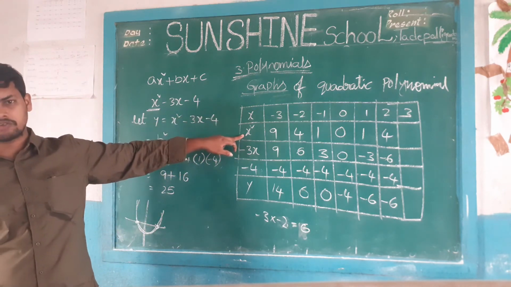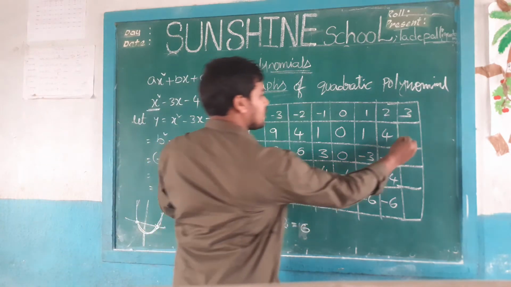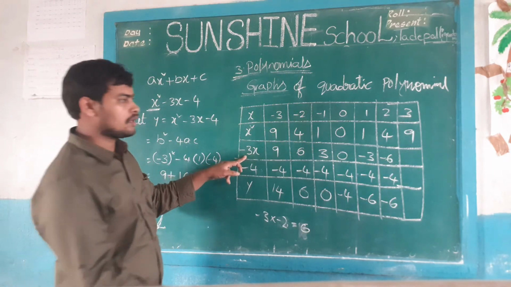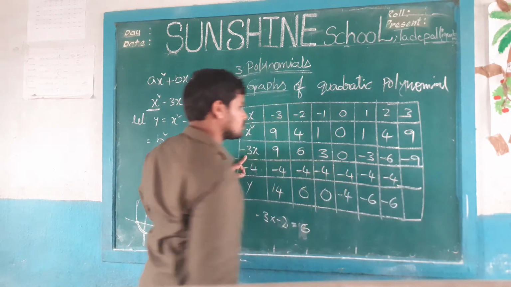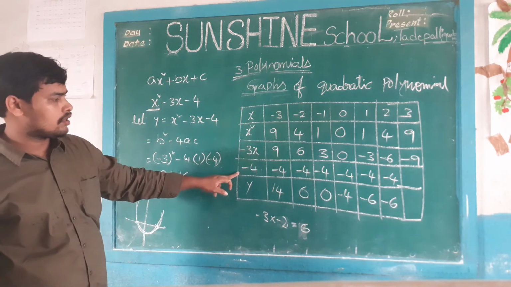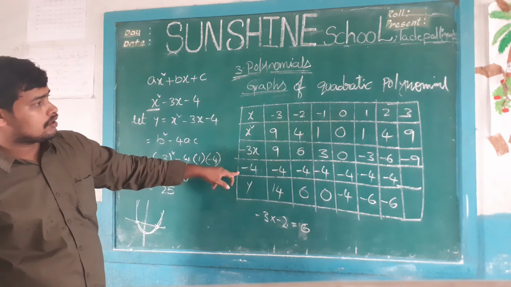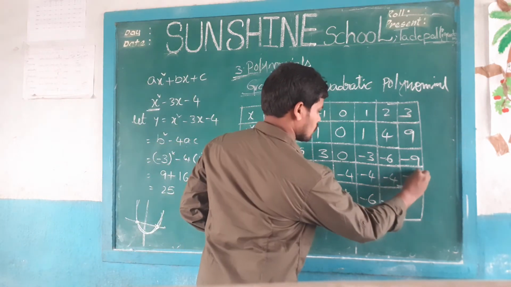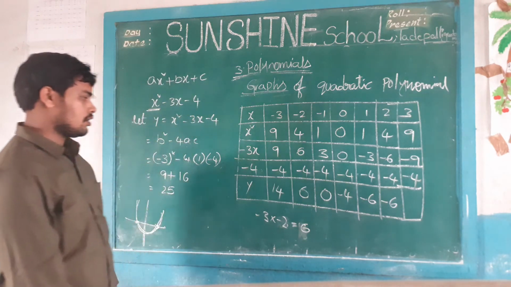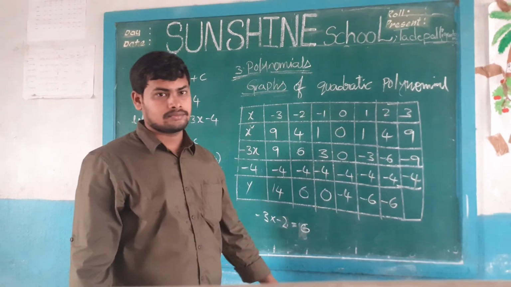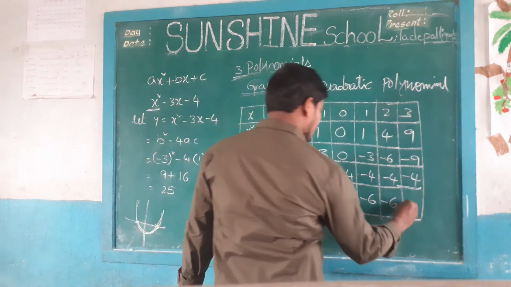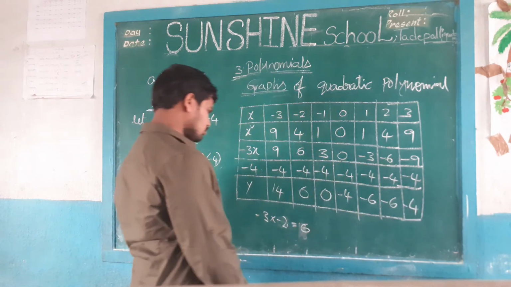Substitute 3 in x square. 3 square, value 9. 3 minus 3 into 3, minus 9. Minus 4. Okay. 9 minus 9, 0, 0 minus 4, minus 4.